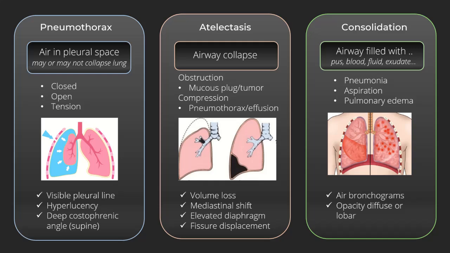For atelectasis, it can arise from an airway being blocked by a mucus plug or tumor, so the distal area is not being ventilated, causing that area to collapse, and then the diaphragm elevates and tissues shift over to that side. Another cause for atelectasis is compression of a lung region.